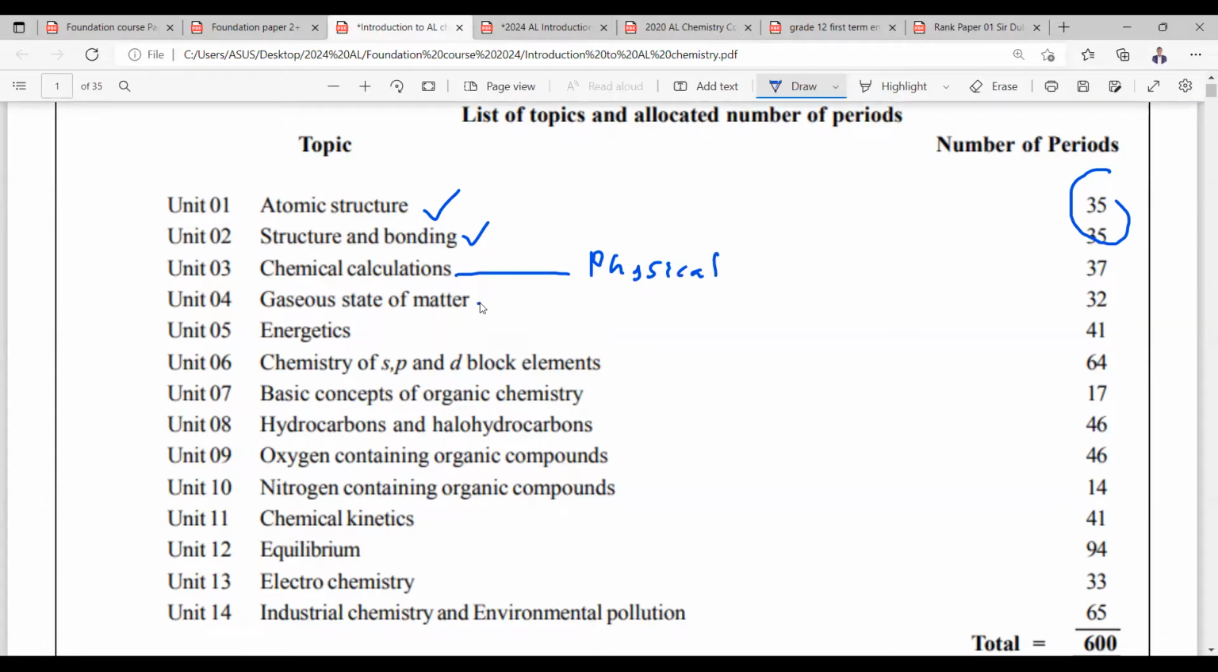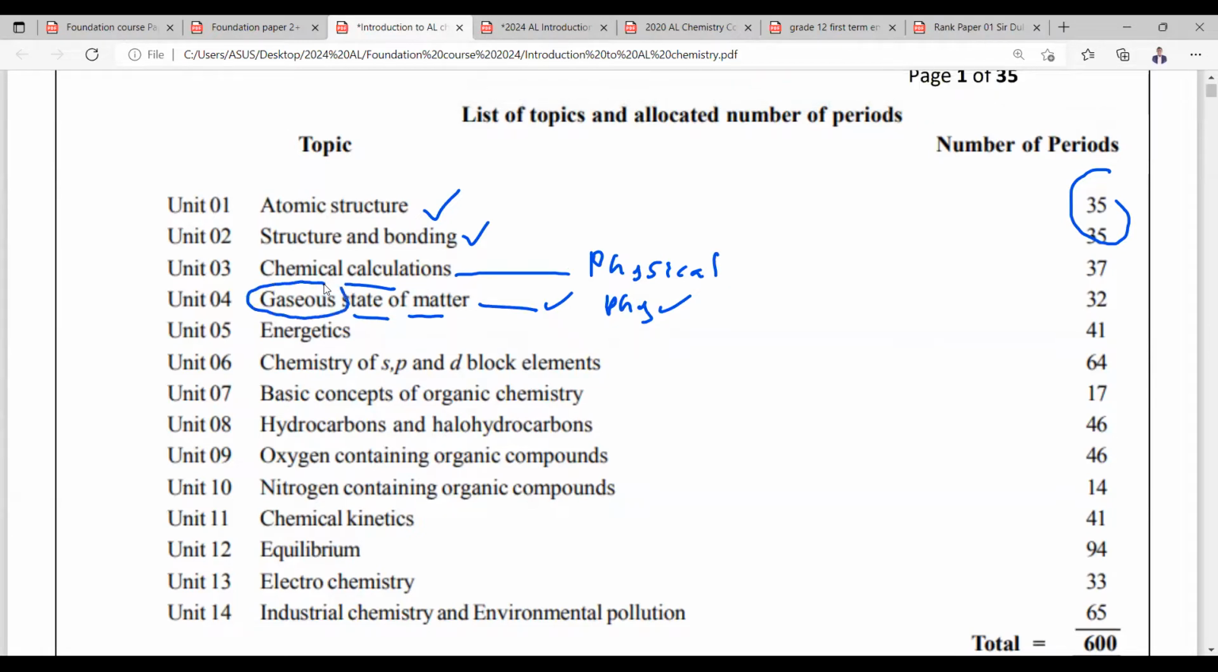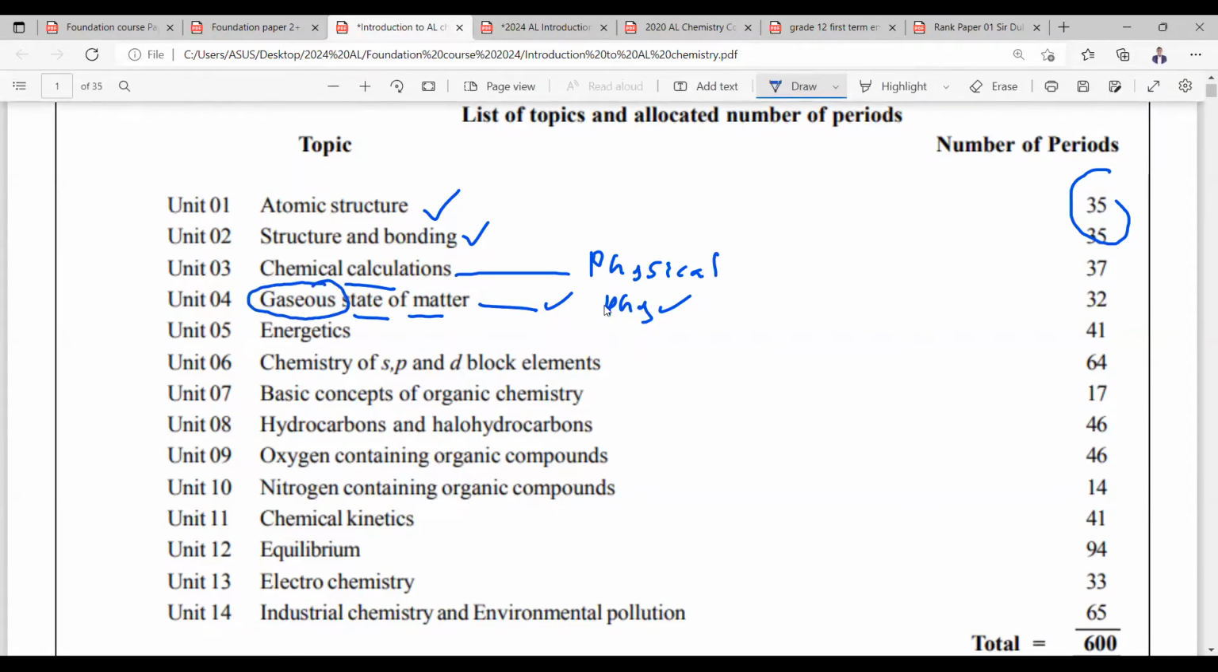And then gaseous state of matter means gas laws. It is also physical chemistry. Related to gases, we are going to discuss the chemistry here. You know, there are 3 states: solid, liquid, and gas. But we are discussing only the gaseous state because it is a bit complex. So we'll be discussing the rules.